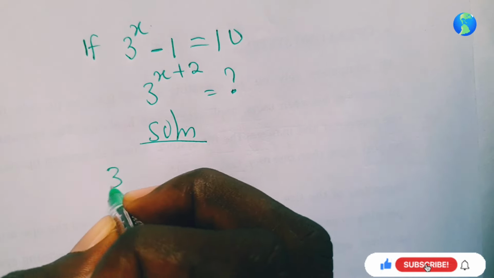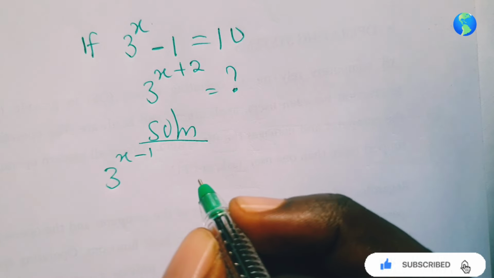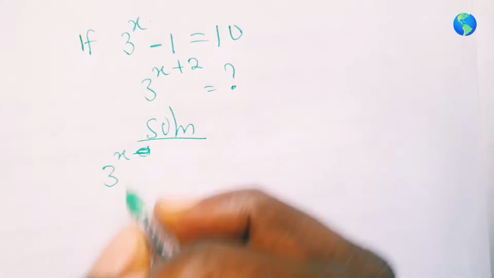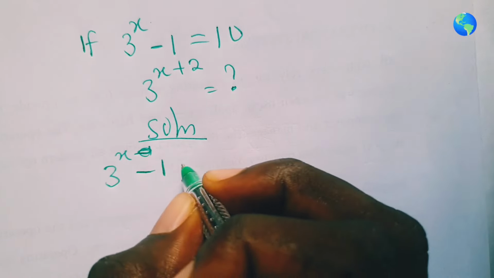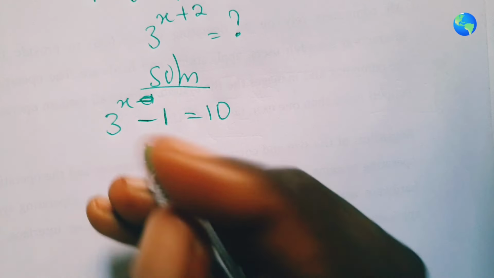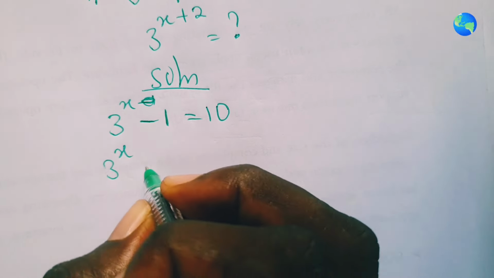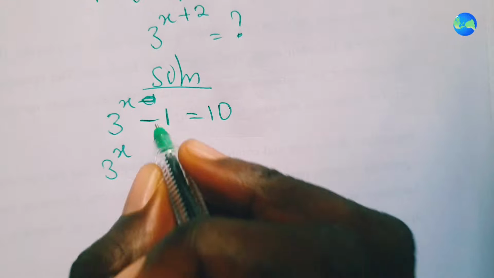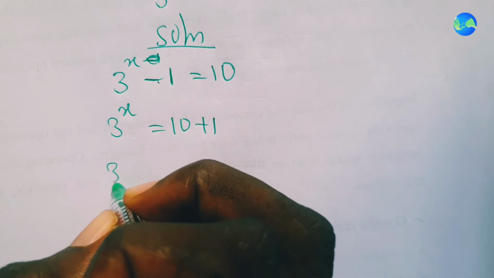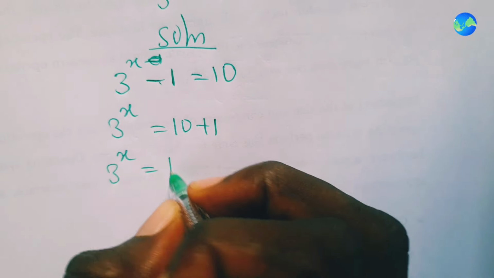So we have 3^(x-1). Sorry, this should be 3^(x-1) instead, equals 10. We can see clearly that 3^x equals 10 plus 1 when this crosses, right? So this is going to be 3^x equals 11.